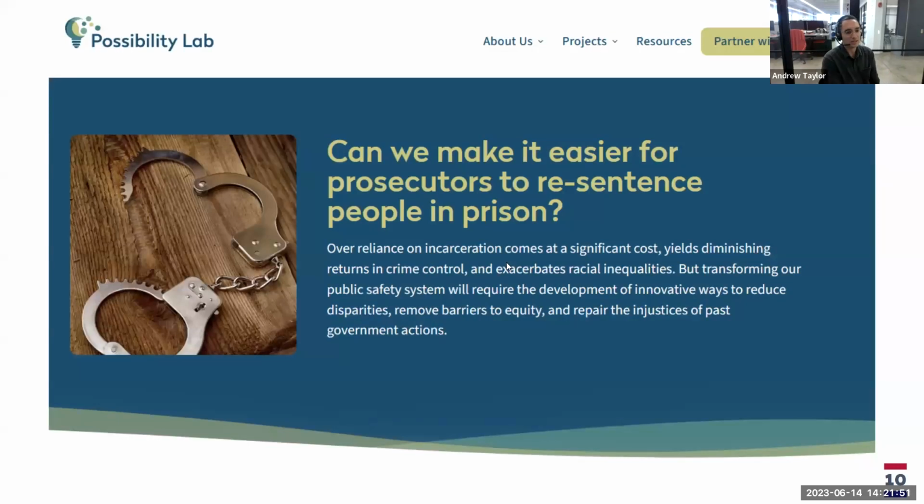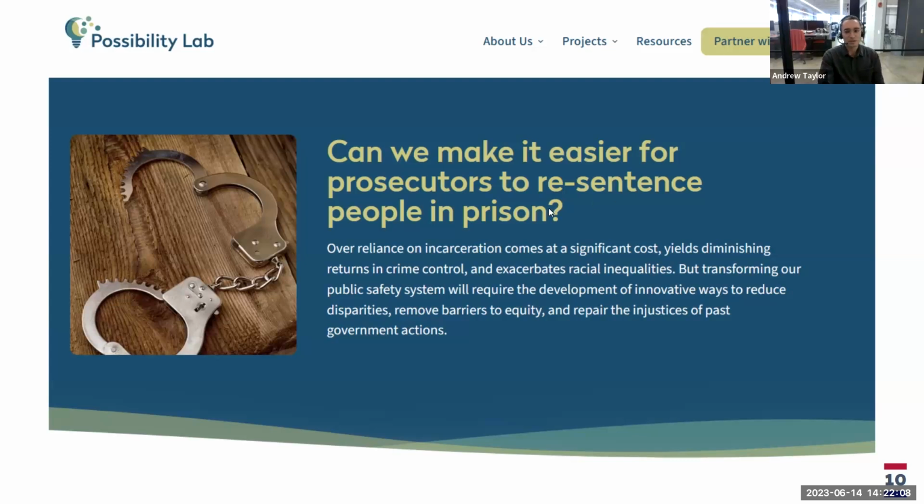But in that spirit, let's look at this first example here, which is specifically trying to answer this question. It comes from the University of California, Berkeley's Possibility Lab in partnership with a nonprofit called For the People, working in Yolo County, California. It sets out to answer a question relevant to a lot of our work here, which is, can we make it easier for prosecutors to resentence people in prison?